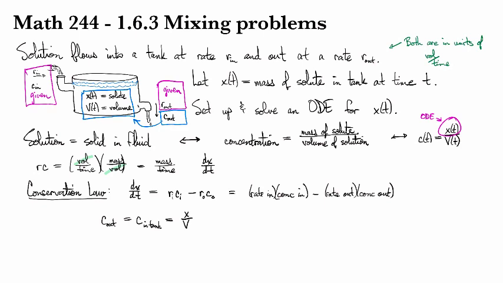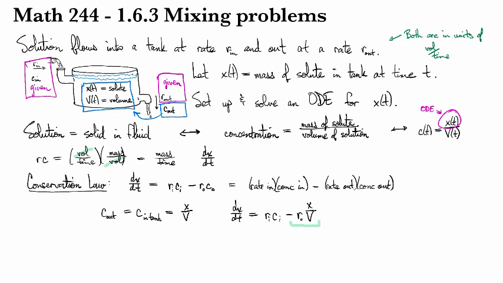Setting up our differential equation, we have dx dt is equal to R in, C in, minus R out, and then C out is now replaced by x over v. If I take this term and put it over on the other side, then we see that this is dx dt plus R out over v times x is equal to R in, C in. And so here we have a first order linear equation. There's our P and there's our Q. So this can be solved by the method of integrating factors.